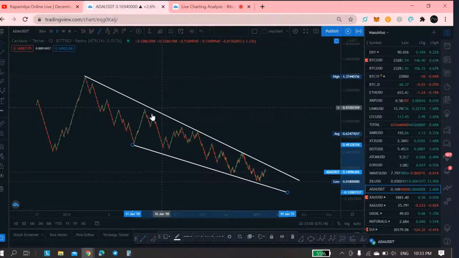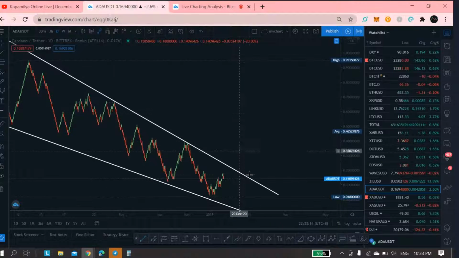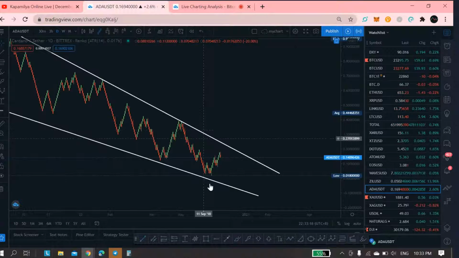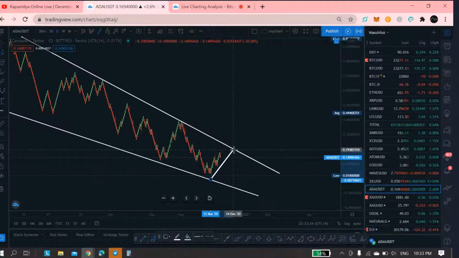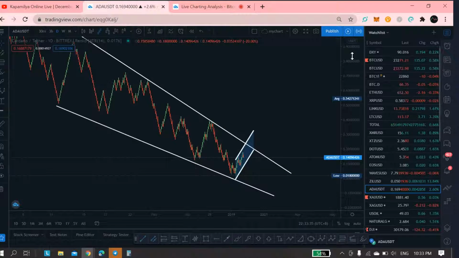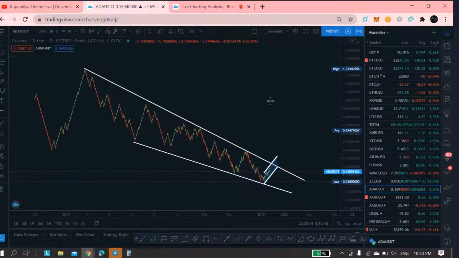This is actually a tightening wedge and at a long-term downtrend area. We can actually use this parallel channel here to project the possible trends. So I'm expecting it to retest the 22 cents area. After it breaks that area, that will be very exciting for ADA.